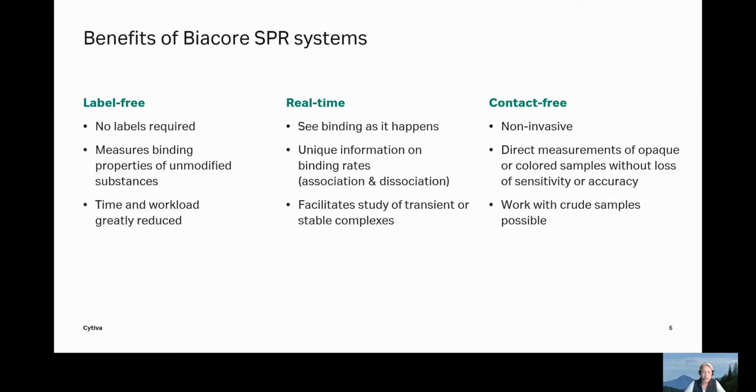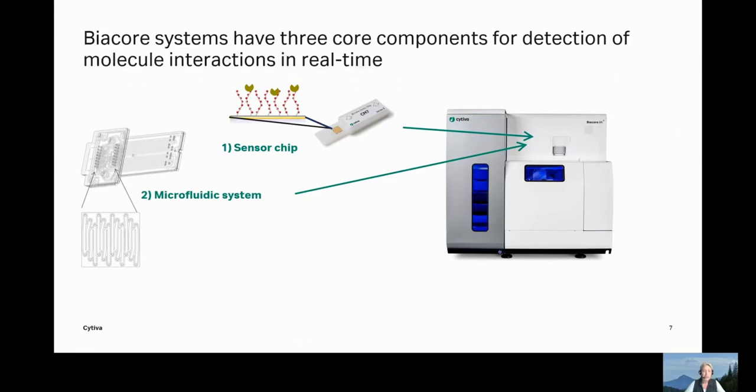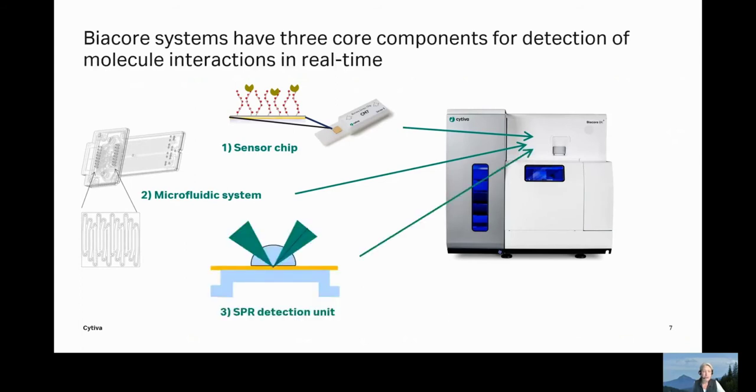Biacore systems have a contact-free detection system, which means the detecting light beam does not pass through the sample. So direct measurements of opaque or colored samples without loss of sensitivity and accuracy are possible. And you can work with crude samples like serum or cell extracts. Biacore systems have 3 core components for detection of molecular interactions in real time. First, the sensor chip, which is a variable part depending on the application that should be investigated. And this sensor chip is inserted into the Biacore instrument. They have a microfluidic system for automated handling of low sample volumes and a surface plasmon resonance detection unit.